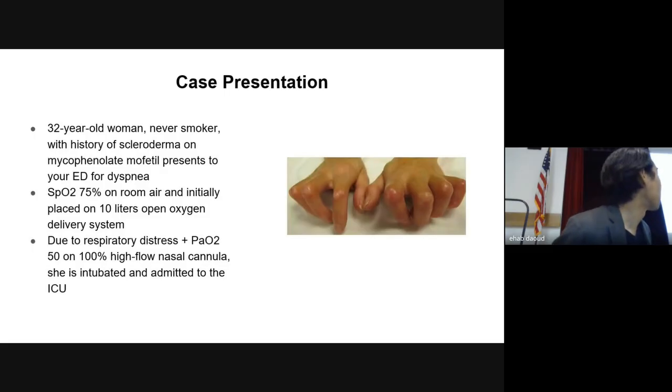So I'll share a case. There's a 32-year-old woman, never smoker, with a history of scleroderma. It's an autoimmune connective tissue disease that I often see in clinic. That systemic disease doesn't spare the lungs. If the patient has that diagnosis, generally they'll have some sort of lung disease associated with it. She's on mycophenolate mofetil, or CellCept, and shows up to your emergency department with shortness of breath. Her oxygen saturation is 75% on room air, so she's initially placed on 10 liters of oxygen.